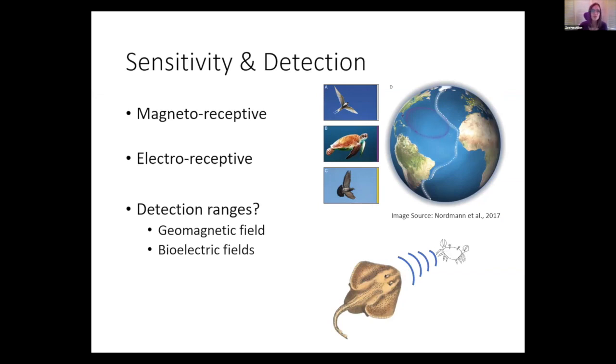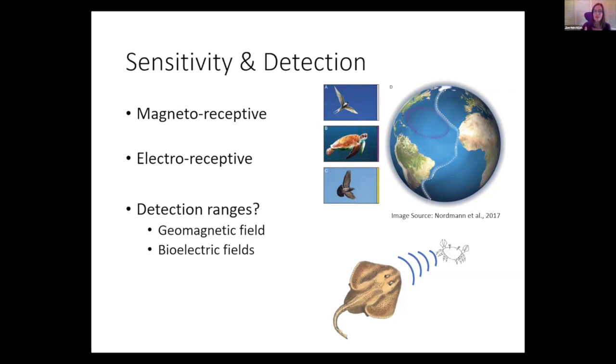In terms of electroreceptive species, we have a greater understanding of the organs involved, such as the ampullary organs or the lateral lines. There is a great degree of variation amongst the different species that we see. And in fact, some electroreceptive species are able to respond indirectly to magnetic cues, from the induced electric fields that they provide.